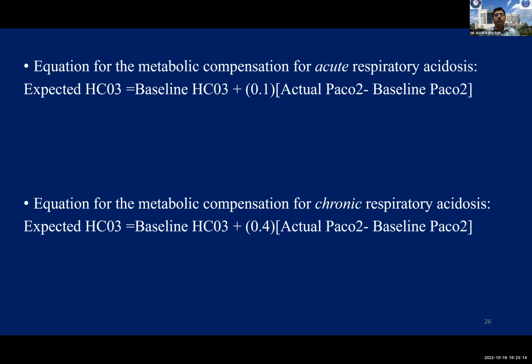So when you have acute respiratory acidosis, the expected bicarbonate for compensation is the baseline bicarbonate, that is 24, plus 0.1 into delta PCO2.